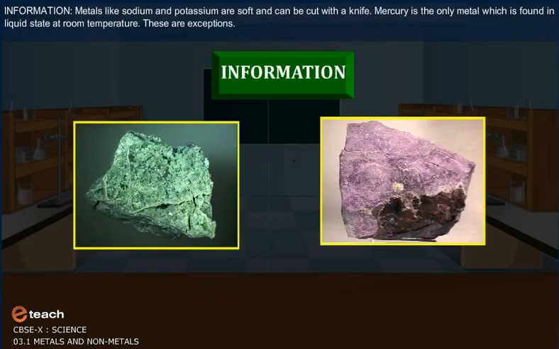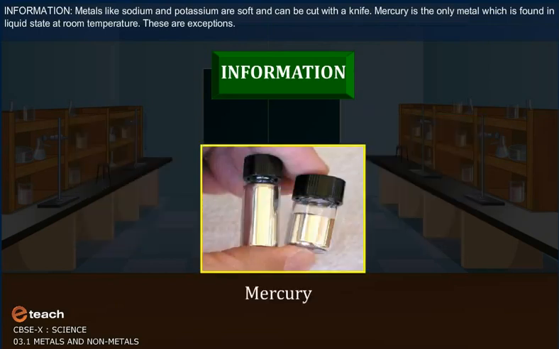Information. Metals like sodium and potassium are soft and can be cut with a knife. Mercury is the only metal which is found in liquid state at room temperature. These are exceptions.